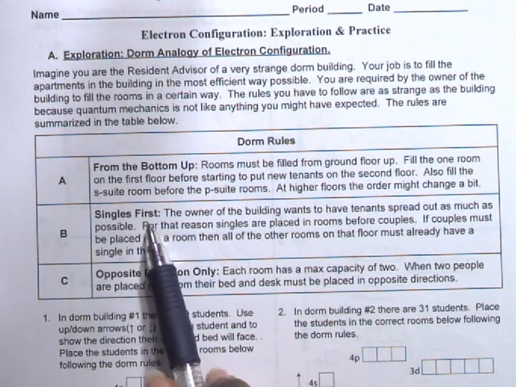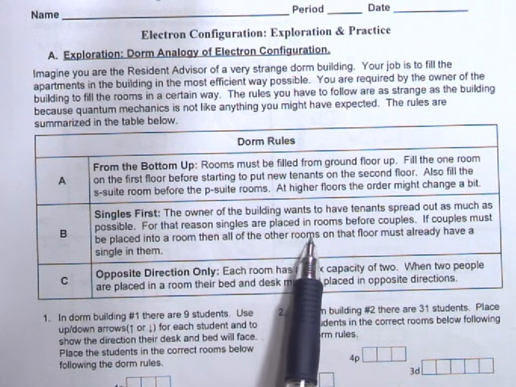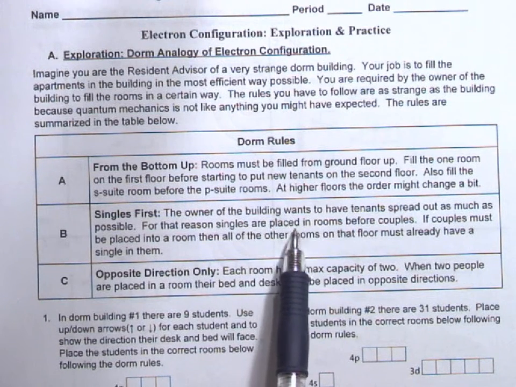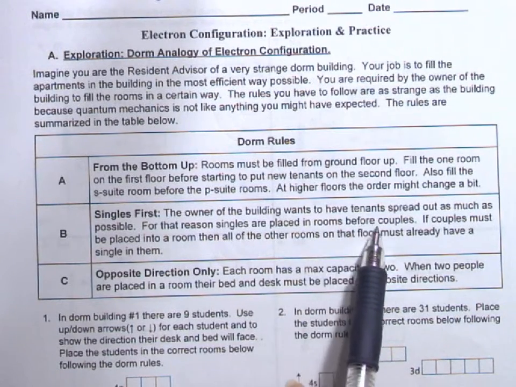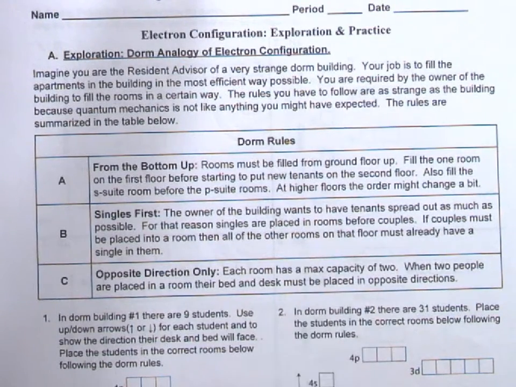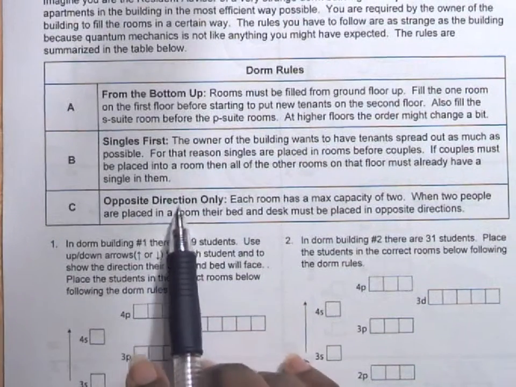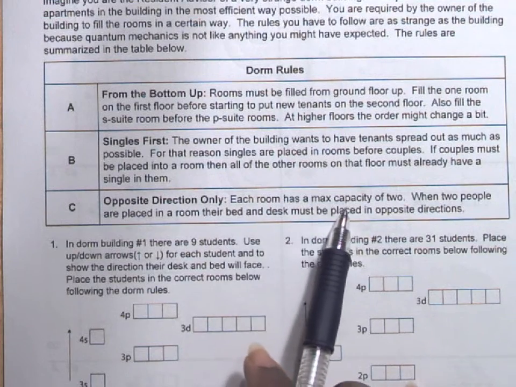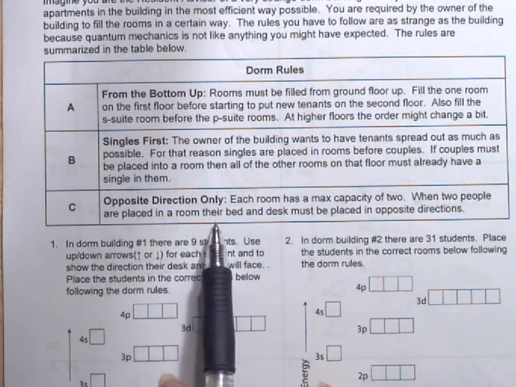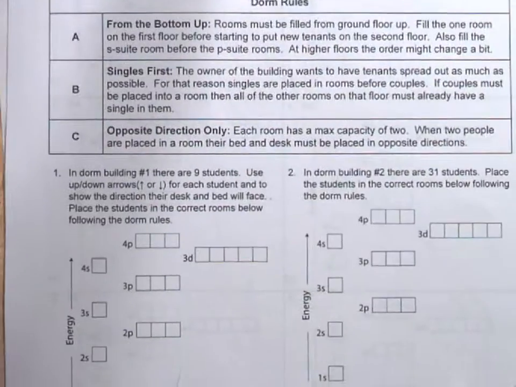The second rule is singles first. So on each floor, you're going to place people in single rooms first, so 1 in each room, before doubling them up. And then finally, opposite direction only. So in a room that has a maximum capacity of 2, when you place people in the room, they must be facing opposite directions.